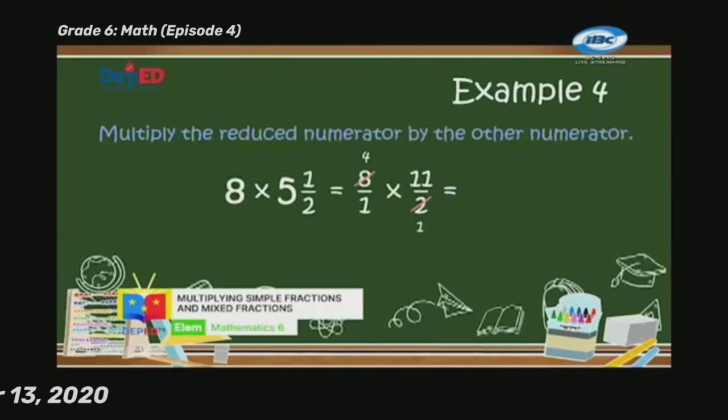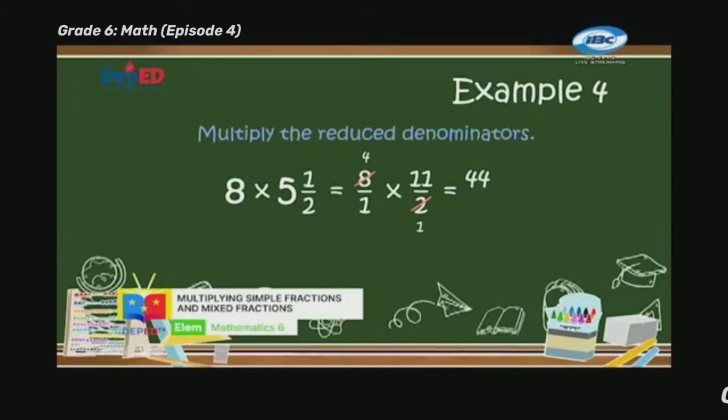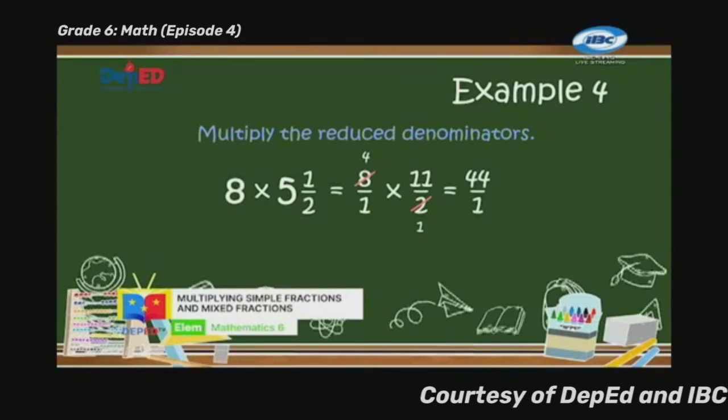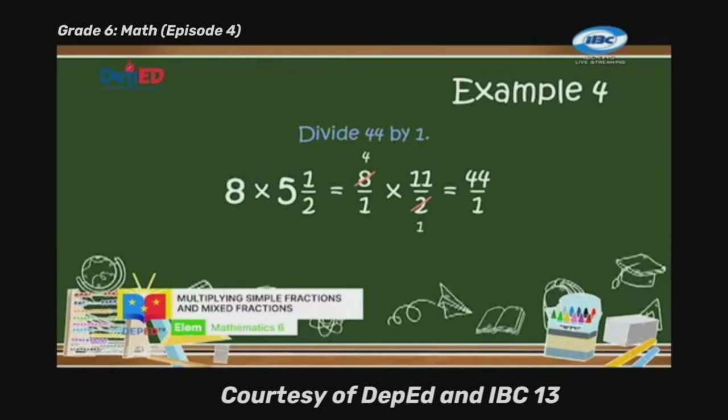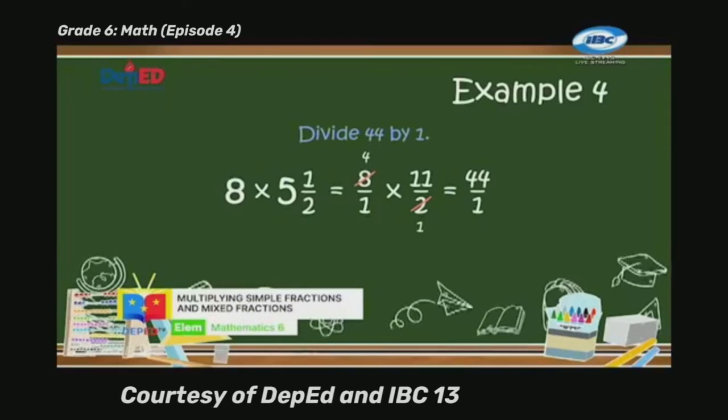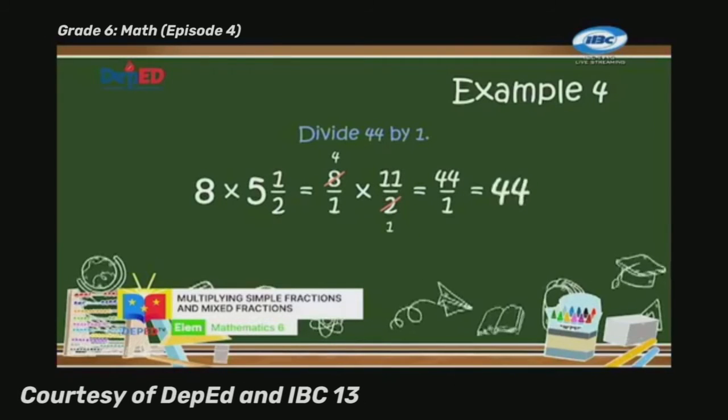Multiply the reduced numerator by the other numerator. 4 times 11 equals 44. Multiply the denominator by the reduced denominator. 1 times 1 equals 1. Now, we have 44/1, which means 44 divided by 1, and the final answer is 44.